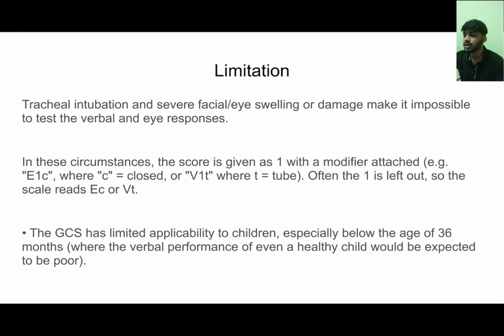Limitation. Tracheal intubation and severe facial or eye swelling or damage make it impossible to test the verbal and eye responses. In these circumstances, the score is given as 1 with a modifier attached, for example E1C, where C is closed, or V1T, where T is the tube. Often the 1 is left out, so the scale ends EC or VT. The GCS has limited applicability to children, especially below the age of 36 months, where the verbal performance of even a healthy child would be expected to be poor.